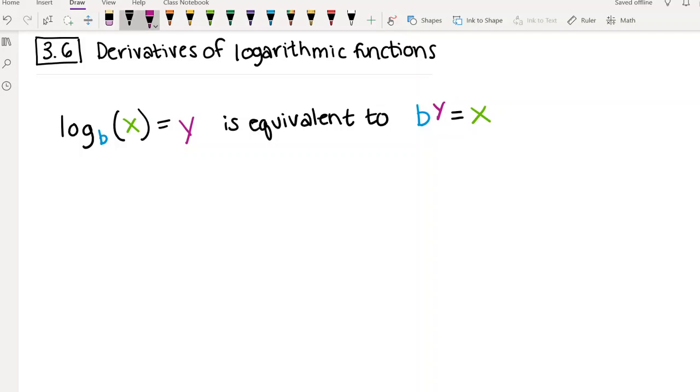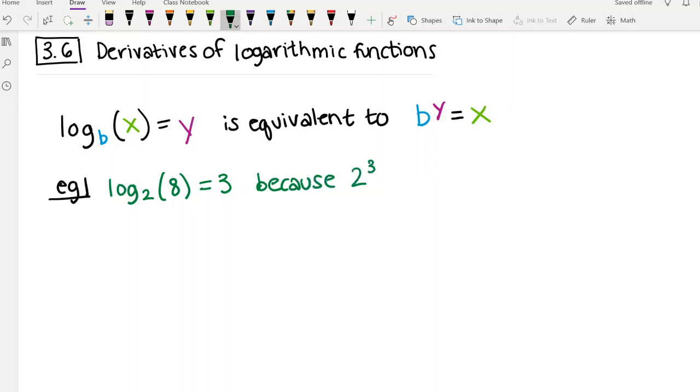So let's do just a few quick examples of evaluating logarithms. For example, let's say that you were trying to take log base 2 of 8. So what is log base 2 of 8? Well, log base 2 of 8 is equal to 3. And the reason for that is because 2 cubed is equal to 8.